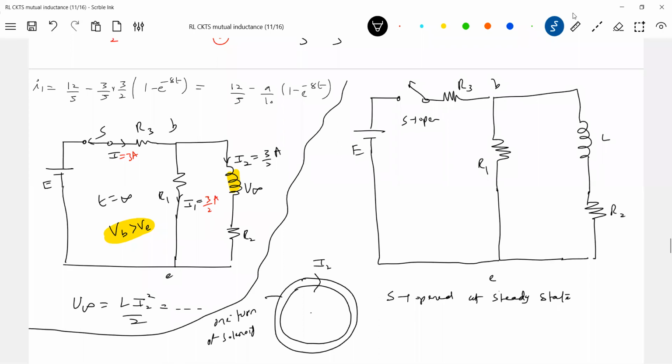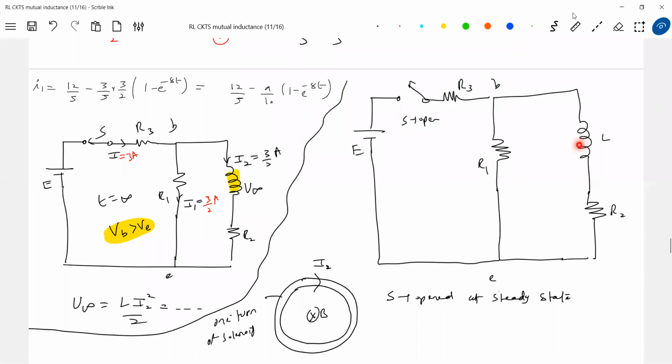How the magnetic field will be into the plane because of this current I2 flowing through the coil at steady state. Now suddenly, what happens when I switch open? There won't be a battery to support this current I2. When switch S is open, the battery is cut off from the circuit, so there won't be a cell to support this current I2. Then what happens to the flux across the coil? It starts collapsing.